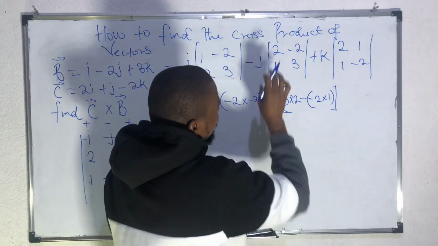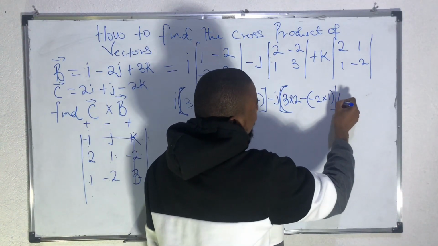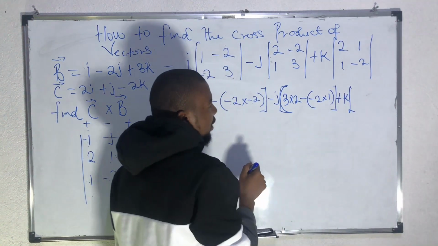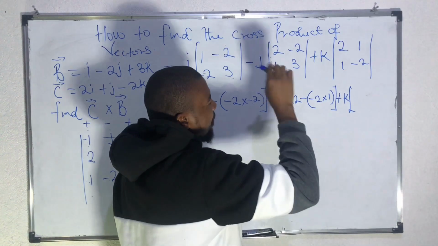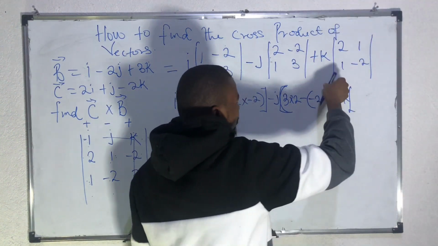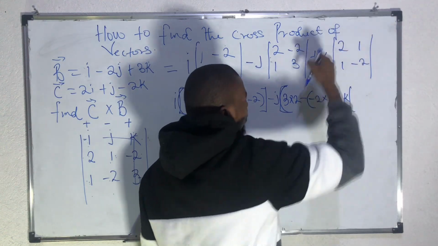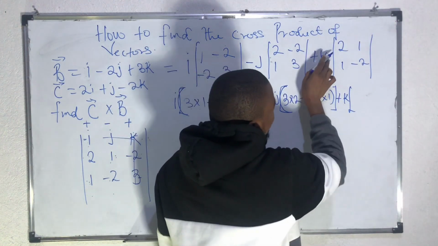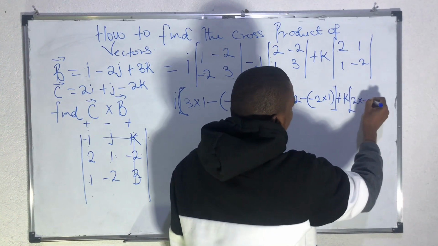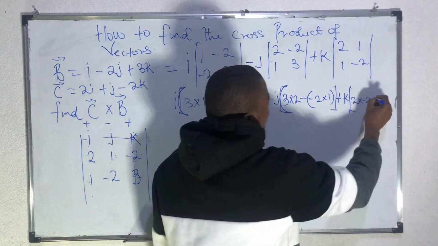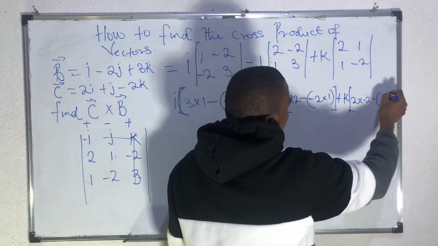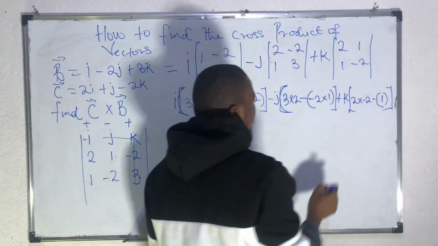Now, lastly, we are done with the J. For the K, we have a plus K here. I'm also going to open a bracket. Let's now do the multiplication. Remember, it's always major minus minor. This is our major, and here you have your minor. Our major is 2 times -2, minus, you open your bracket, 1 times 1, which is a 1. Now we close our bracket.